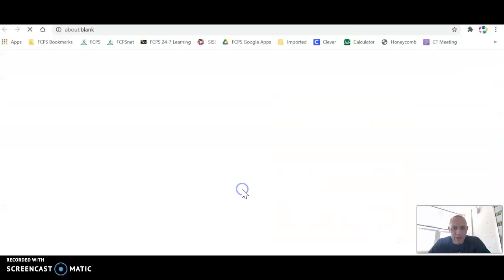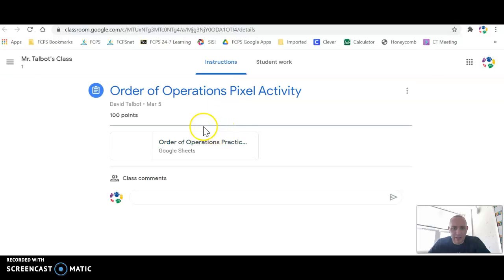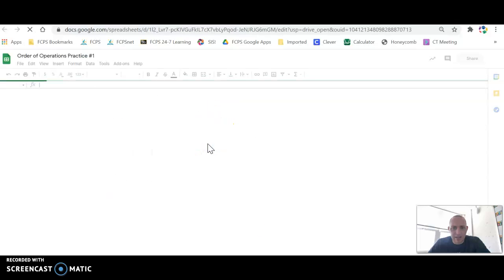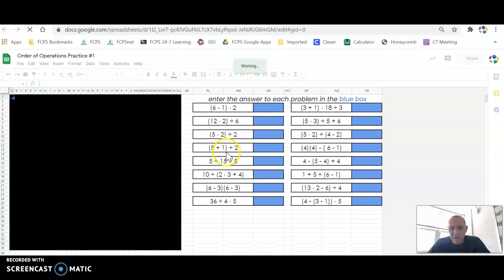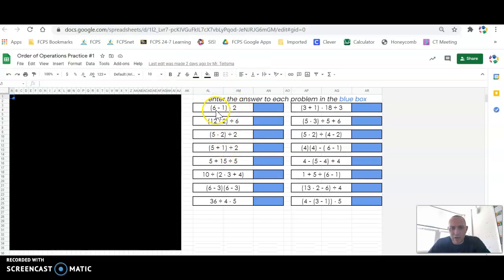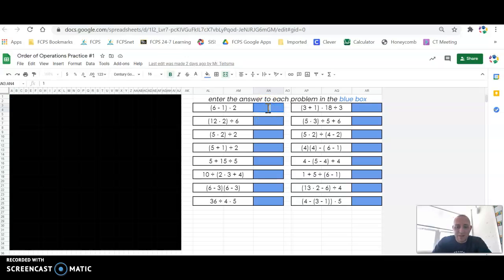All right, and just in case you don't know what that assignment looks like, I'll show you real quick. It's kind of like the pixel art practice that we did a few weeks ago. I think it was a Super Mario Brothers was the answer. Here you're going to follow the order of operations, like 6 minus 1 times 2 would be, 6 minus 1 is 5, times 2 would be 10.